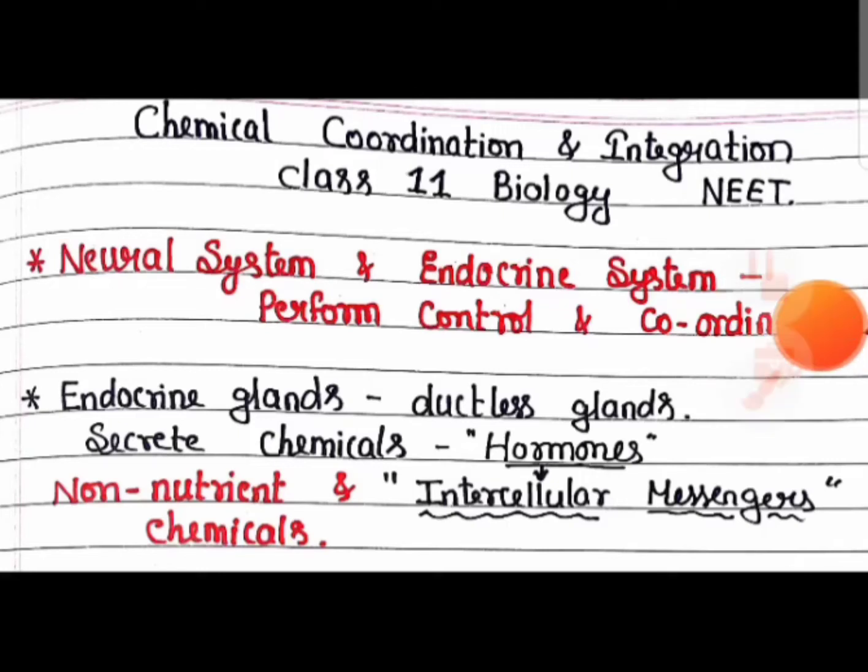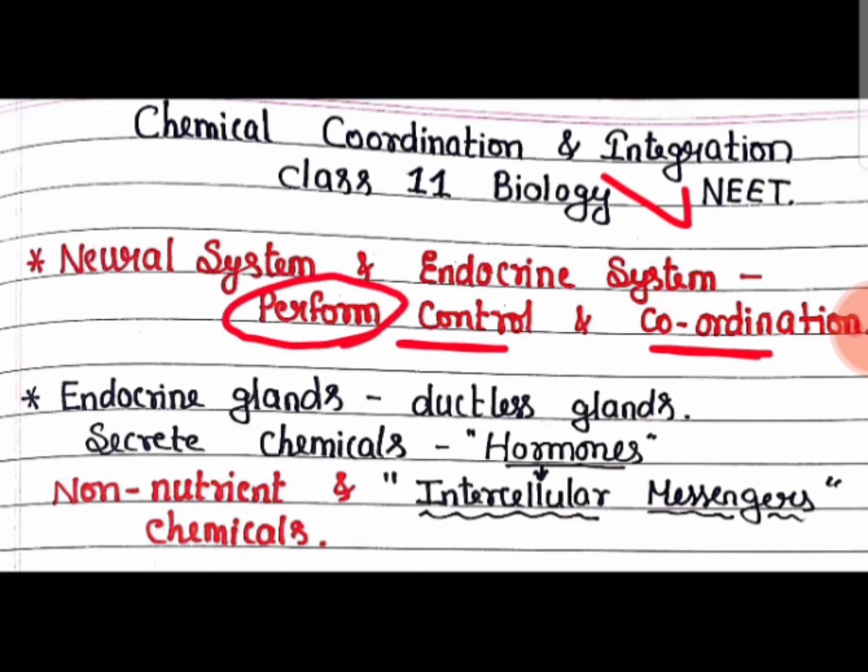Chemical coordination and integration. 11th CBSE biology, important chapter, and in this video we will discuss some important points for the NEET exam. Remember, control and coordination is performed by the neural system and the endocrine system.